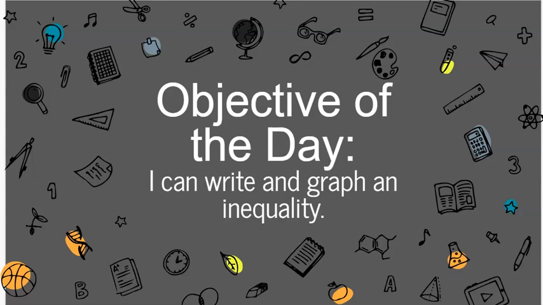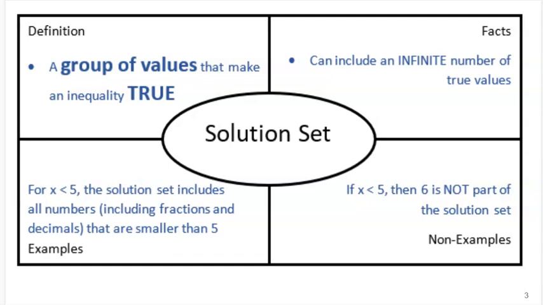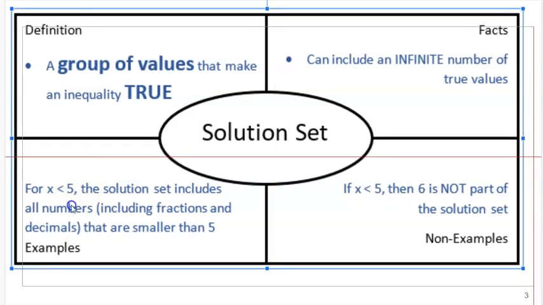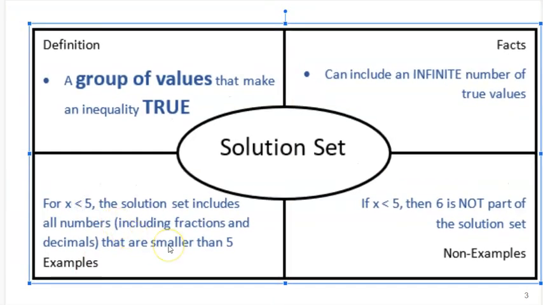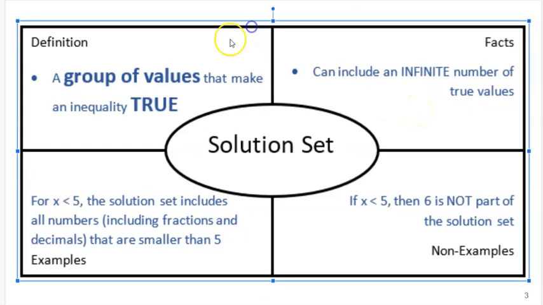So first I'm going to do 5 quick vocabulary words. Our first vocabulary word is solution set. Solution set is just a fancy way of saying all the values that make it true. For example, right here it says if x is less than 5, all numbers less than 5. Could be 4, could be 3, could be 4.999. Anything that's less than 5 is part of the solution set. So there's actually an infinite number of values in each solution set because there's so many decimals and fractions between every number.